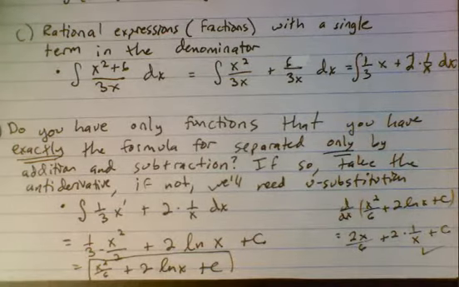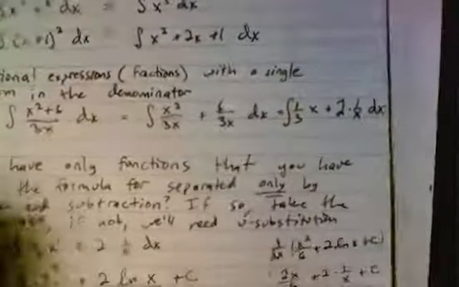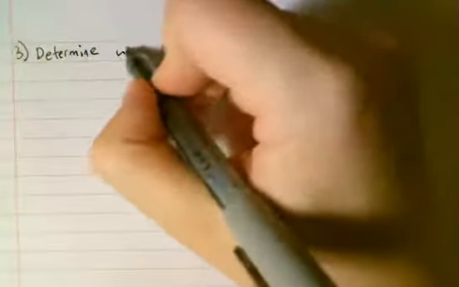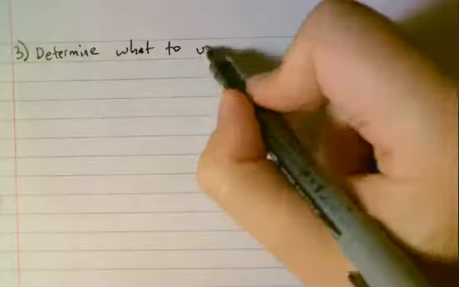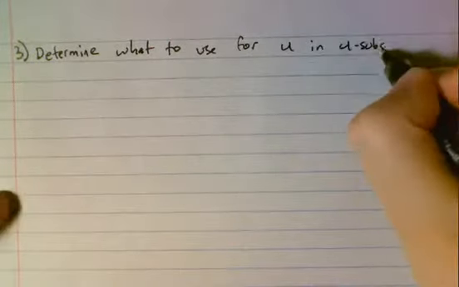So, if we haven't managed to get our antiderivative done using these steps, that means we're going to have to use U substitution. The next piece we're going to go into is figuring out how to determine what our U should be. So our third step: determine what to use for U in U substitution.